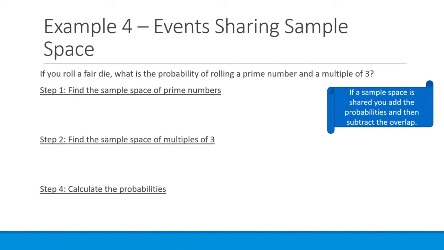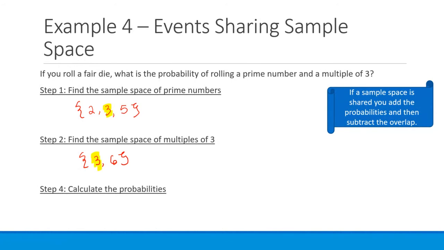So we're going to start with a sample space of prime numbers. And we're rolling a die, so we only have choices 1 through 6. So we have 2, 3, and 5, which are prime numbers in 1 through 6. Then multiples of 3 are 3 and 6. Those are the only numbers that are multiples of 3 when you roll a die. So you can see, I'm going to highlight this, that we have an overlap of 3.